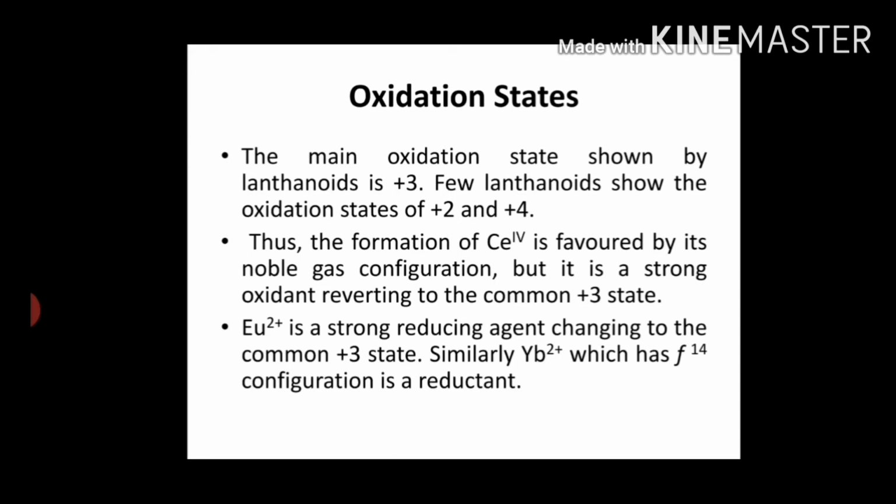And the lanthanoids like europium and samarium in their +2 oxidation states have a tendency to come to the +3 oxidation state, which is more stable, by losing electron and act as good reducing agents in their +2 oxidation state.